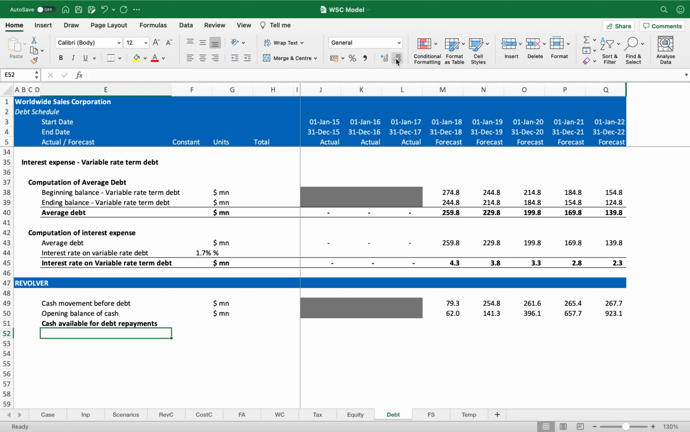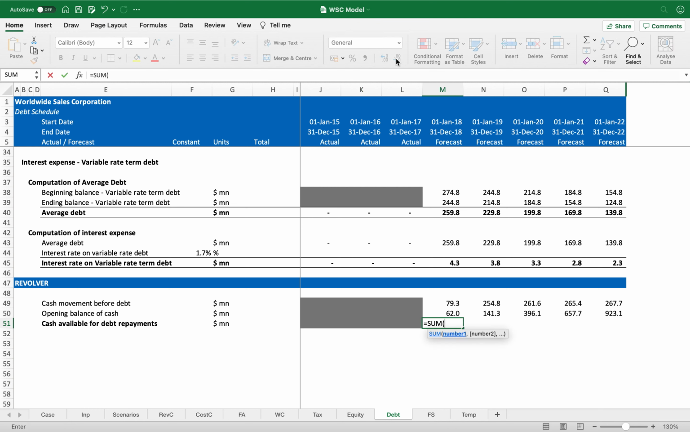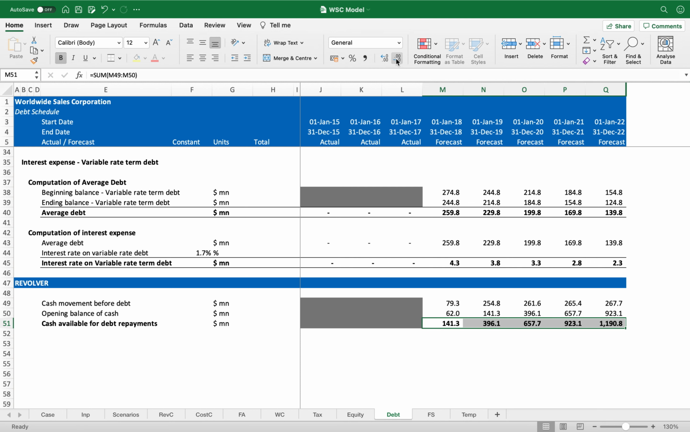Right? So I have to repay the debts, remember? I haven't yet factored in debts. So where do I factor in debt? For that, first I will have to compute what is my cash available for debt repayments. Right? How much cash I have to repay the debt? Simple sum of these two. So this is my cash available for debt repayments.